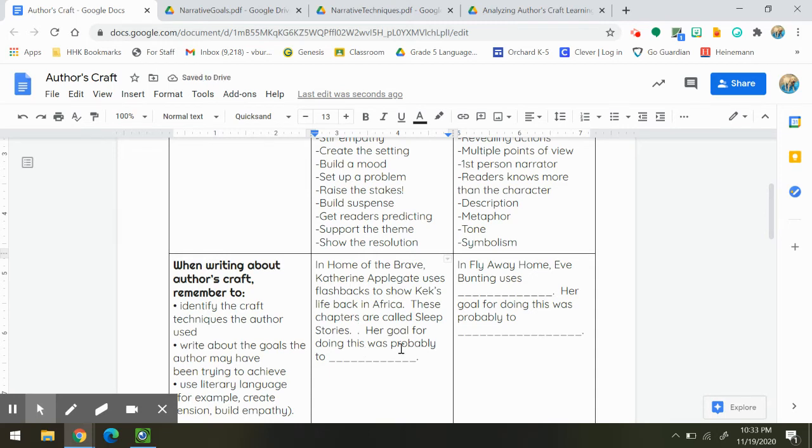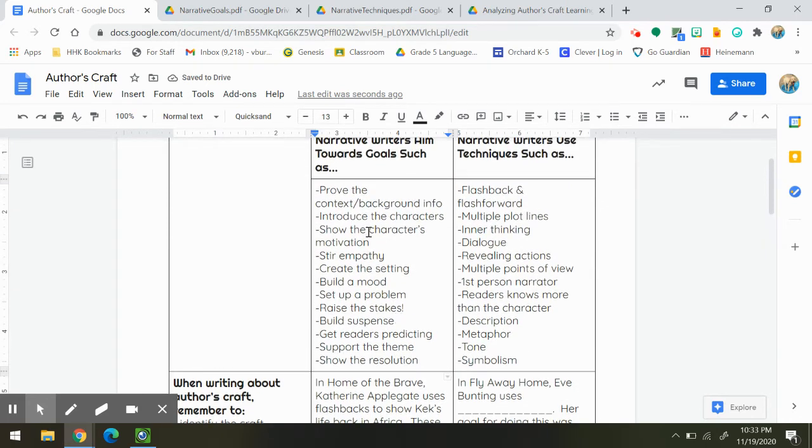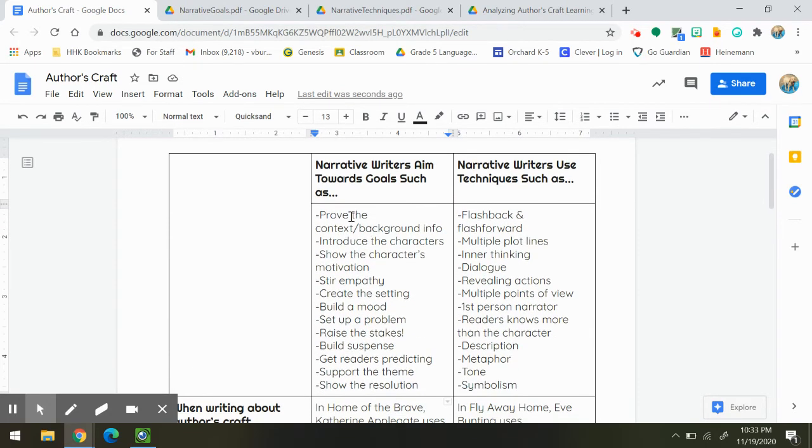Now, what was her goal for doing this? Well, what was she trying to achieve? Let's go to our list. So here are our goals. Was she providing us context or background information about the character? Well, definitely, right? She's giving us all this information about his life back in Africa. So that one definitely fits. And I think this should say provide.